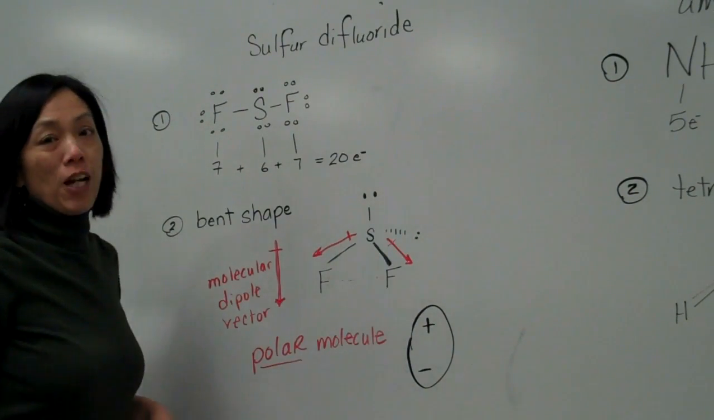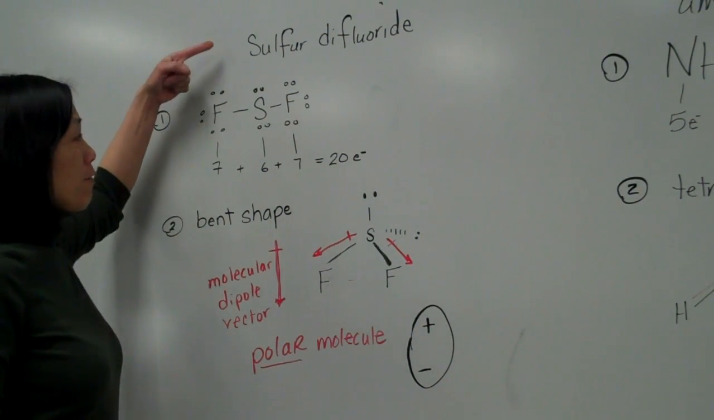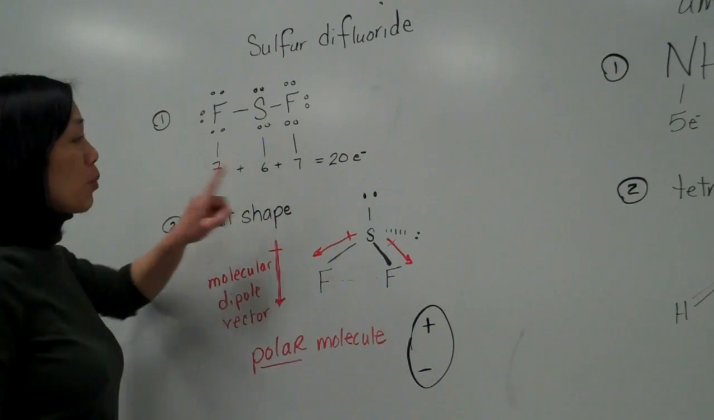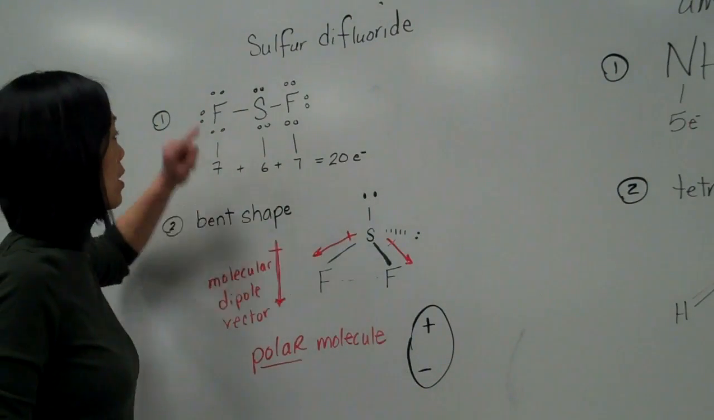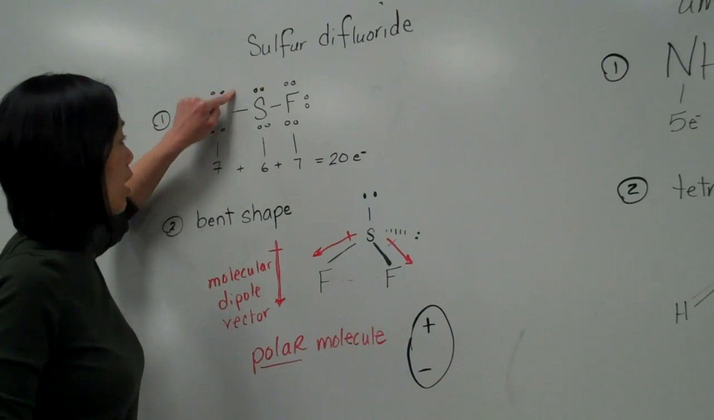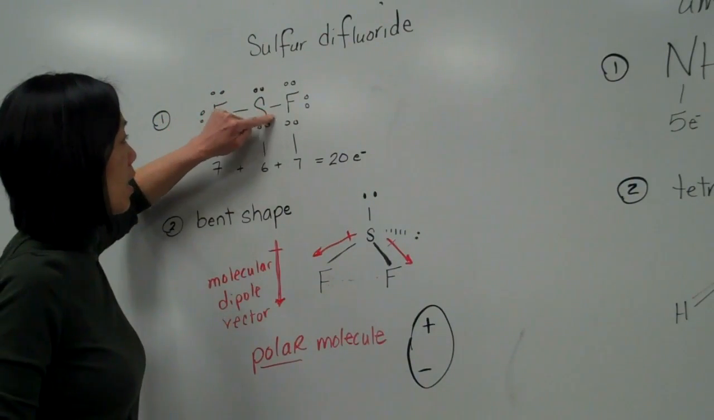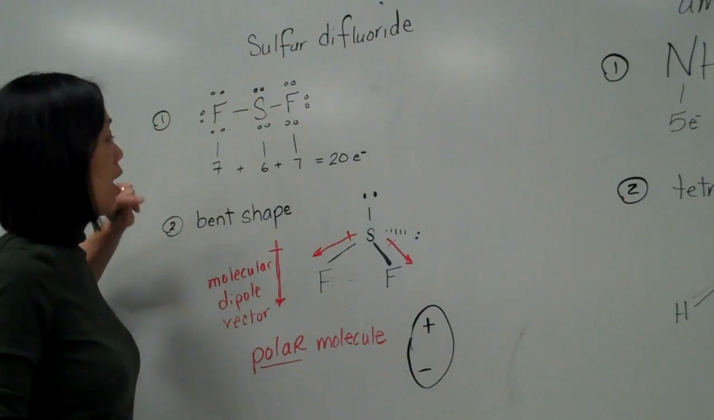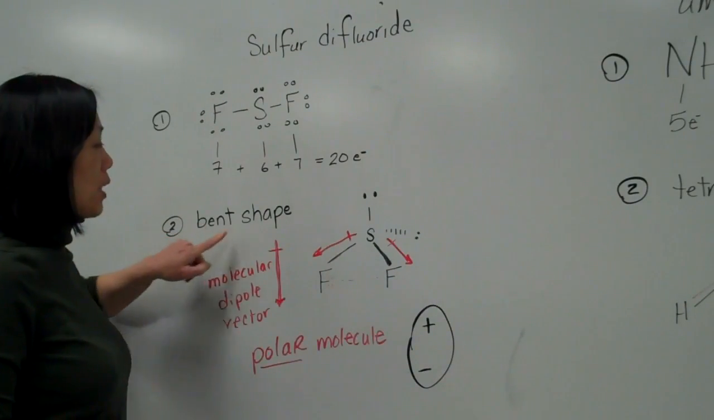Next, let's look at sulfur difluoride. With sulfur difluoride, we have a model with 20 valence electrons. Notice how every shell is filled with a total of 8 electrons around it, every atom's outer shell. And when we do that, we get a bent shape.